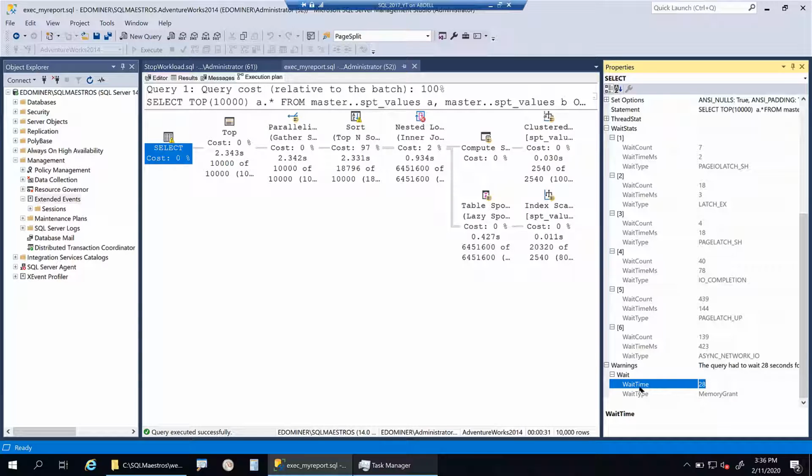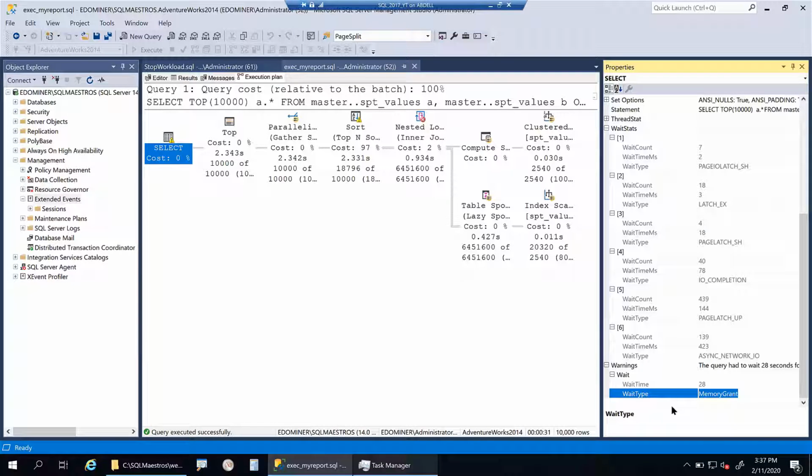Friends, remember here, this is wait time and this is wait time MS. MS here stands for milliseconds. And here wait time is in seconds. This is not in milliseconds. This is in seconds. What is the wait type? Wait type is memory grant.